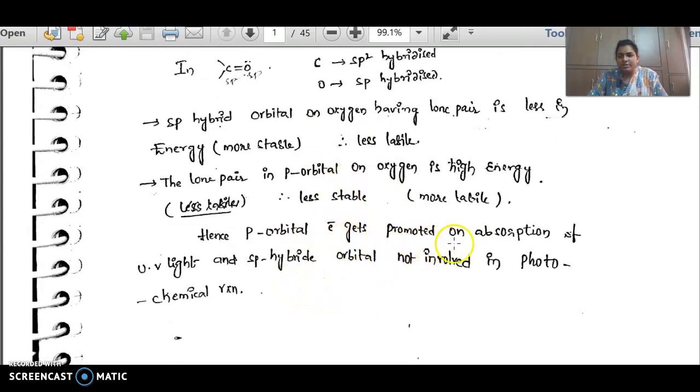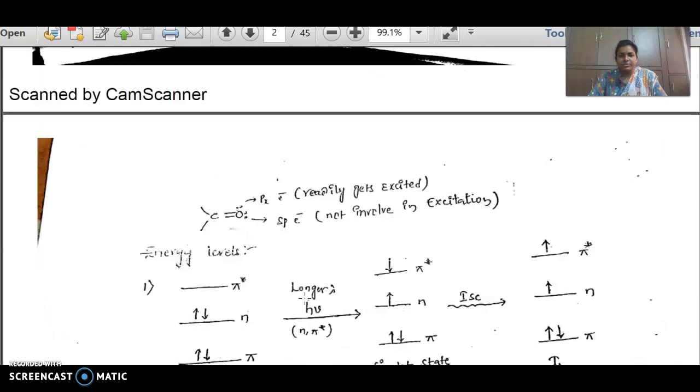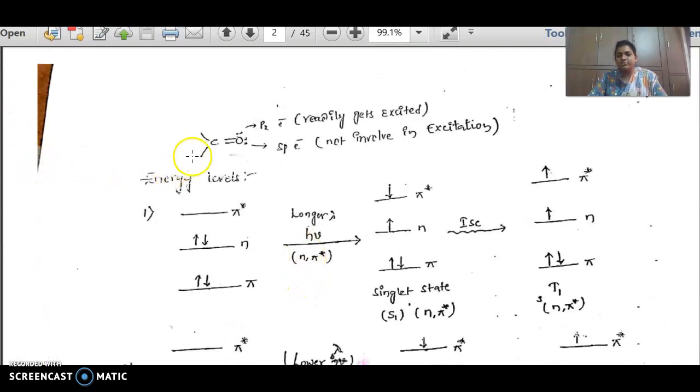Hence the p orbital electron gets promoted on absorption of UV light, and the sp hybrid orbital is not involved in the photochemical reaction. Of the lone pairs on oxygen, the lone pair electrons are promoted upon absorbing UV light, not the sp hybridized orbital. In carbonyl compounds, by absorbing light, the lone pairs are excited from the oxygen to participate in the reaction. The n in n to pi star means lone pair of electrons.